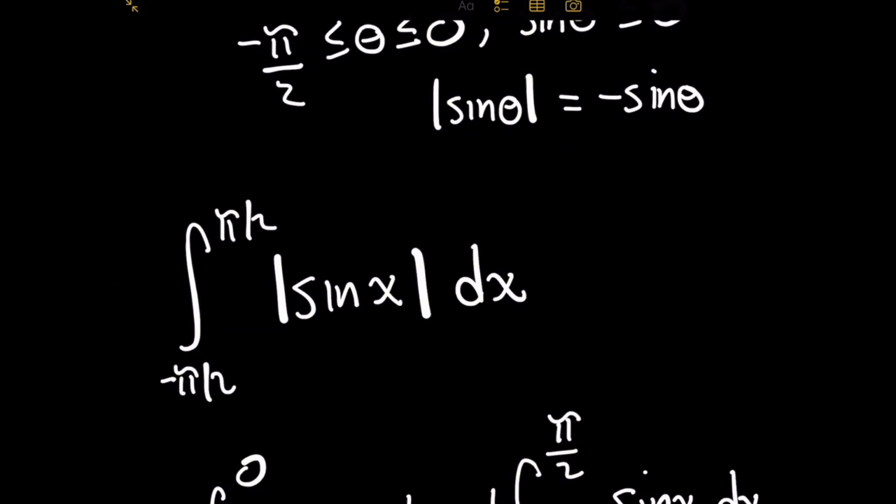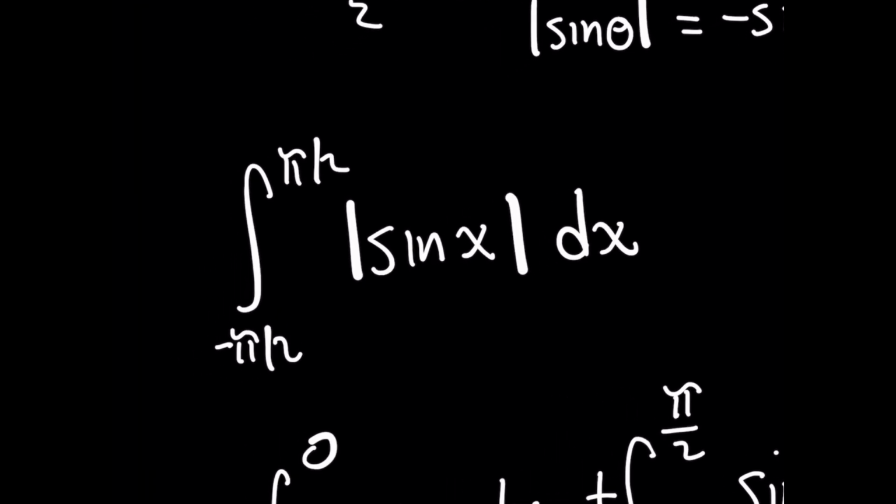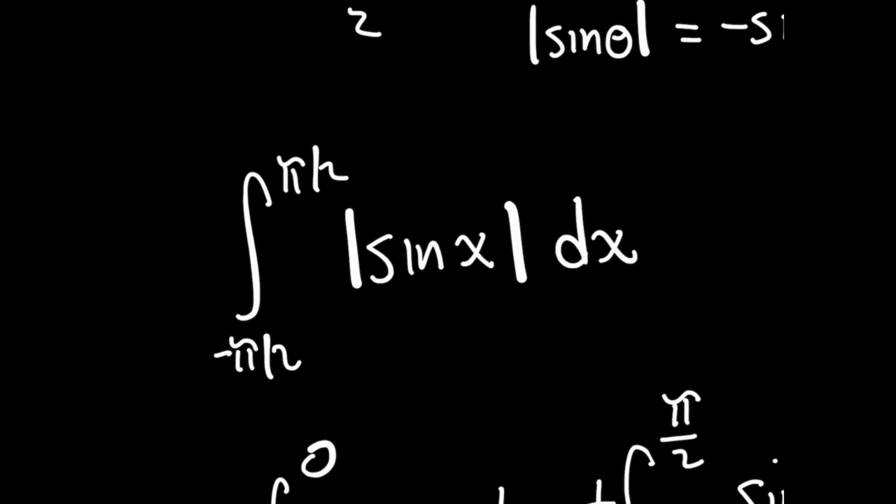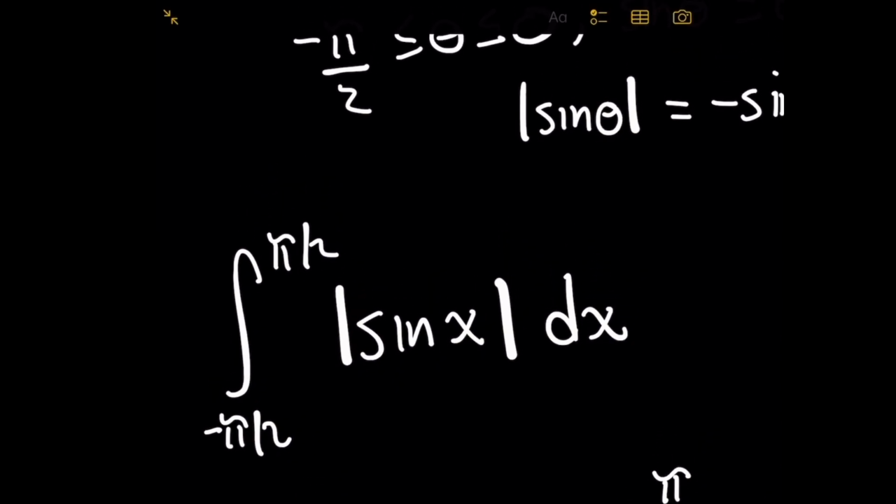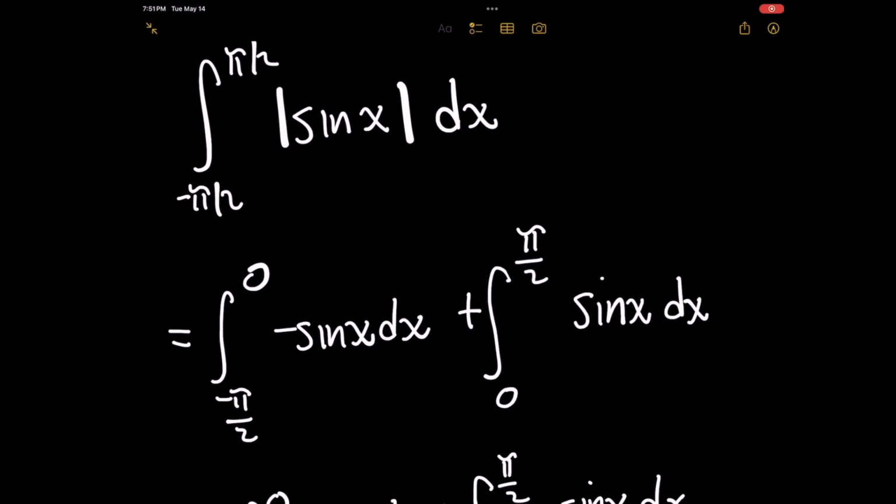Going back to the original problem, the integral from negative pi over 2 to pi over 2 of the absolute value of sine of x dx, taking the piecewise approach, we're going to break this up into two parts. Remember that when you have a definite integral, you're talking about the area under a curve. So we're partitioning that area into two parts and adding the areas to get the final answer. I'm going to break this up into two integrals, one with the negative angle part and one with the positive angle part. And of course, 0 is non-negative as that edge case.